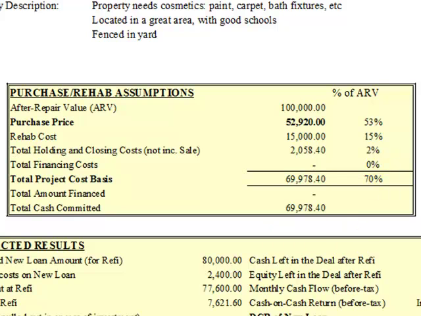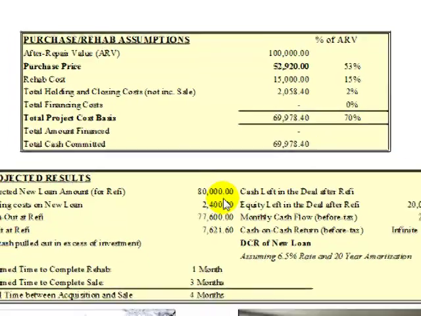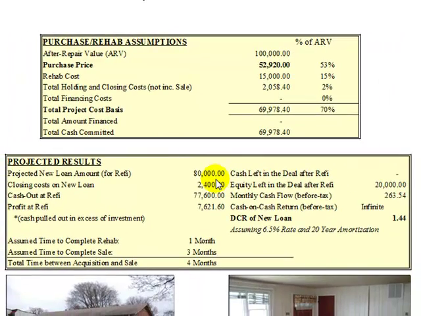And then you're doing the math for your buyer, which nobody does, but man, imagine how good that would make you look. I mean, this is how you add value. Your projected new loan amount, $80,000 minus closing costs. Cash out of the refi, $77,600. $77,600 minus the $70,000 that he spent. He nets $7,600 in profit at refi. No cash left in the deal. $20,000 of equity left in the deal. So overall, he makes 20 plus 7, $27,000.